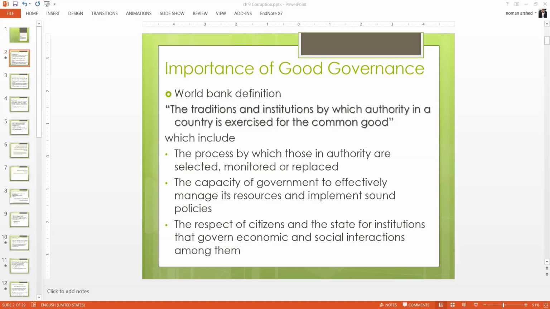Second is that it will determine the capacity of the government to effectively manage its resources and implement sound policies. So good governance describes how resources are managed and how policies are made. Lastly, it covers the respect of citizens and the state for institutions that govern economic and social interactions among them. So it will mediate the interaction between the people and the government to create economic activity. So this is the definition of good governance provided by the World Bank.